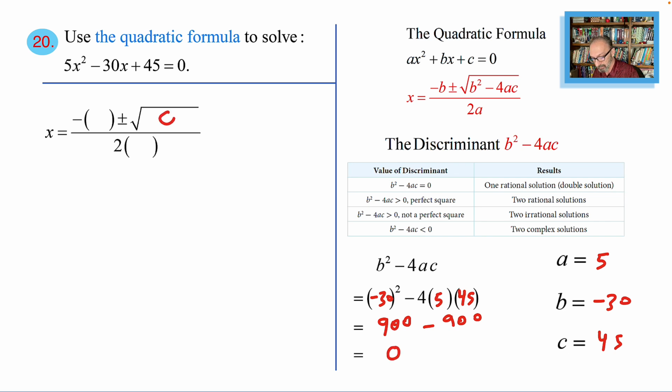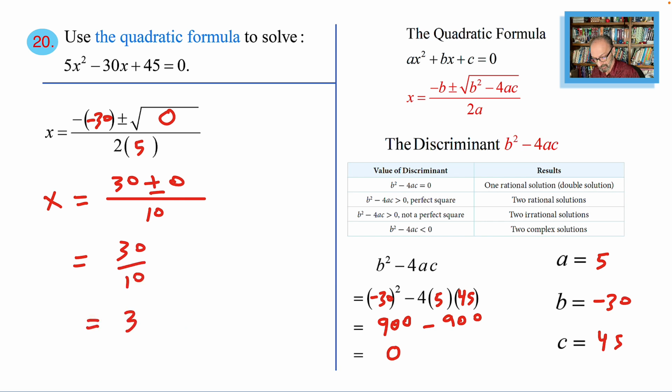That goes right here. In this case we have one answer because the plus minus 0 is going to be out of our way. So the opposite of B, B is negative 30, over twice A, and A is 5. So we have x equal positive 30 plus minus 0, which we don't need to write down, over 10. So simply it is 30 over 10, which is 3. And that should do it.